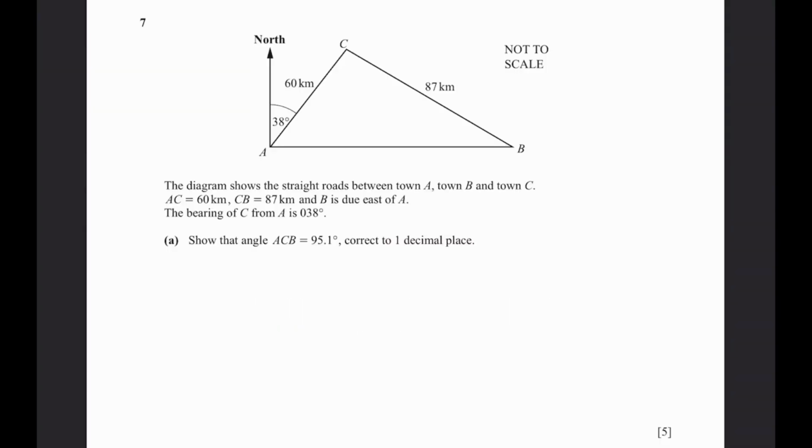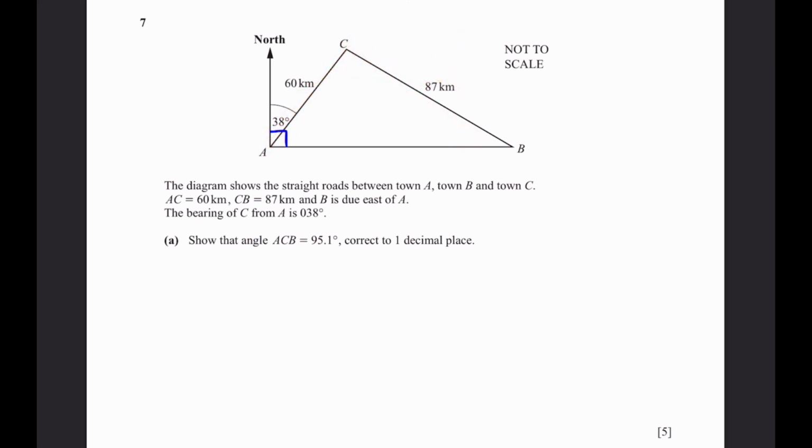Question 7. The diagram shows a straight road between towns A, B, and C. AC equals 60 kilometers, CB equals 87 kilometers, and B is due east of A, which means this angle is 90 degrees. The bearing of C from A is 038 or 38 degrees. Part A: show the angle ACB is 95.1 degrees to 1 decimal place.